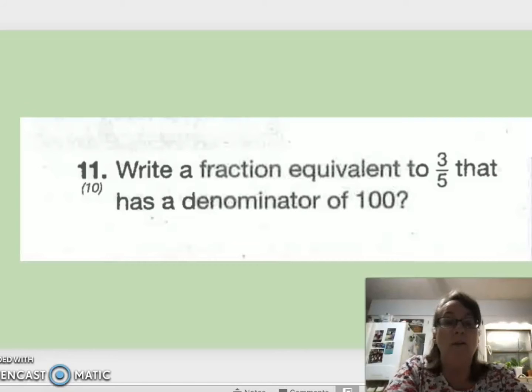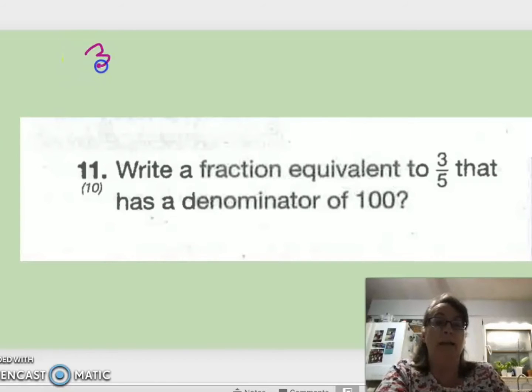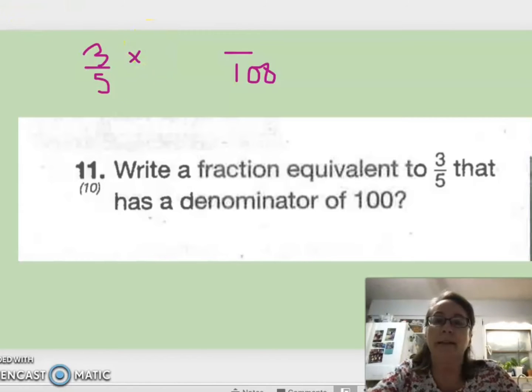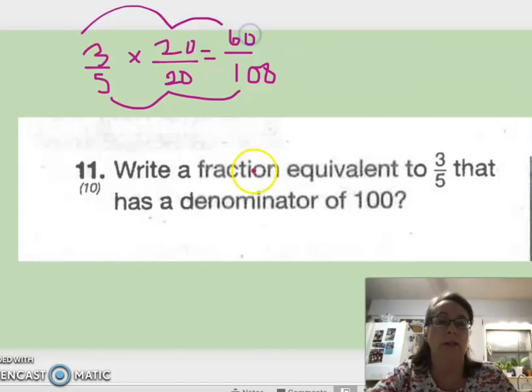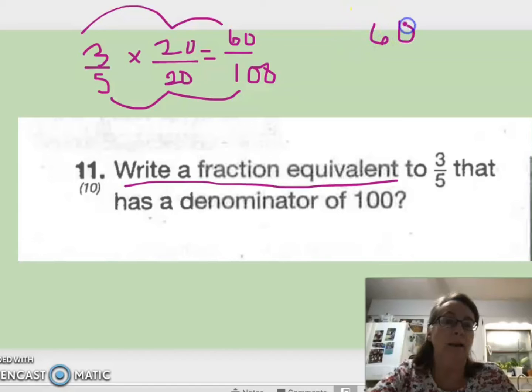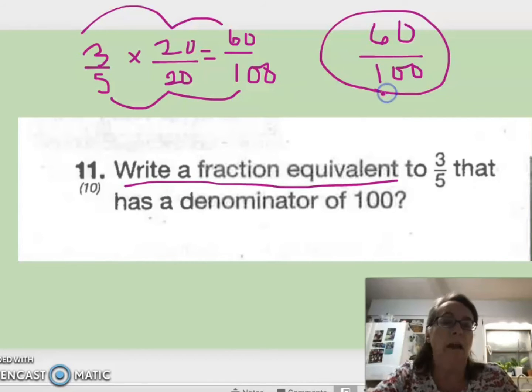Okay, so now write a fraction equivalent to 3/5 that has a denominator of 100. 3/5. We want to get to something over 100. So we're going to multiply by 20 over 20. Okay, can you see how that's going to give my 5 times 20 is 100, 3 times 20 is 60, and the answer, it says, write a fraction equivalent. So we're going to write 60 over 100. You don't want to just write 60. You want to do what the problem tells you to do.